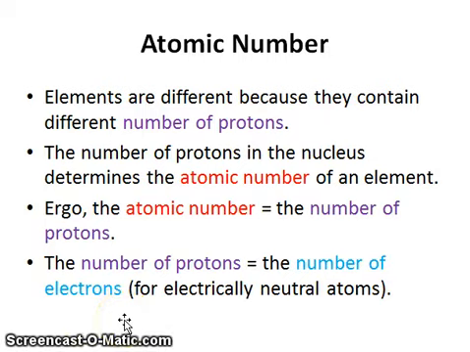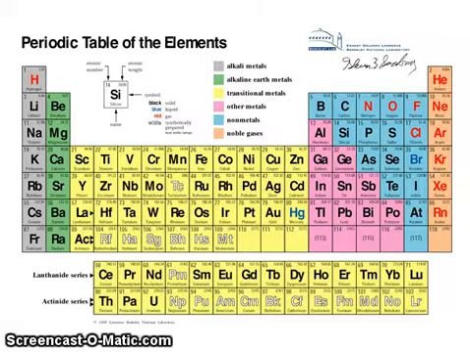For atoms that are neutral, we also know that the number of protons will be equal to the number of electrons. However, you have to be very careful here because this only works for neutral atoms. Again, if you need to pause the video, please pause the video so you can write down the definitions. Now, you might be wondering, where do I get this information from? Well, we can get this information from the periodic table of elements.